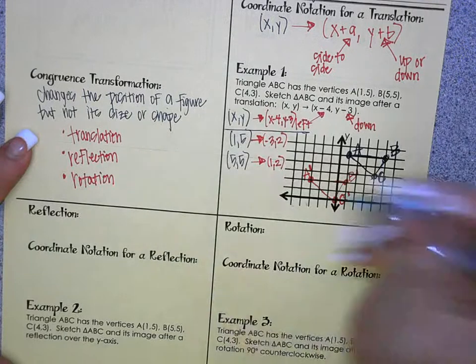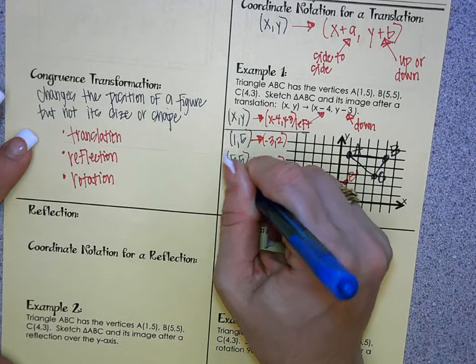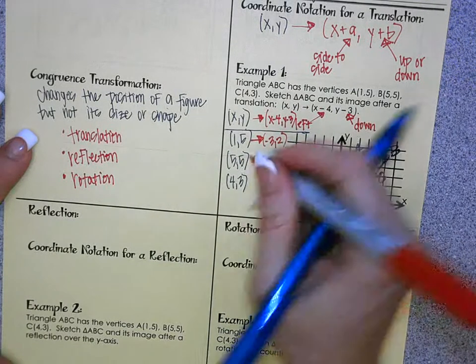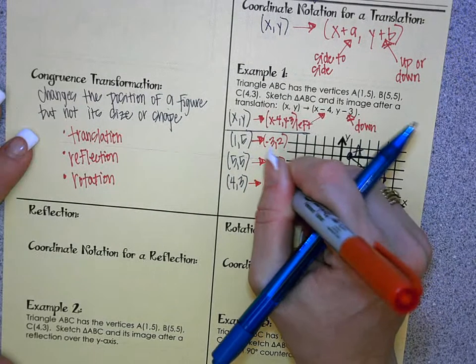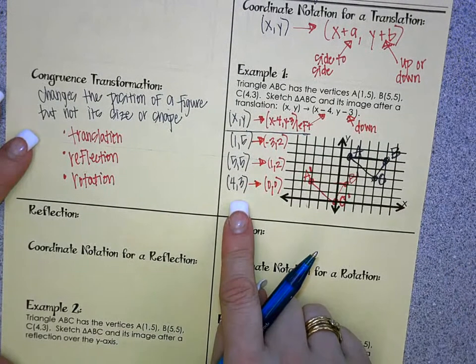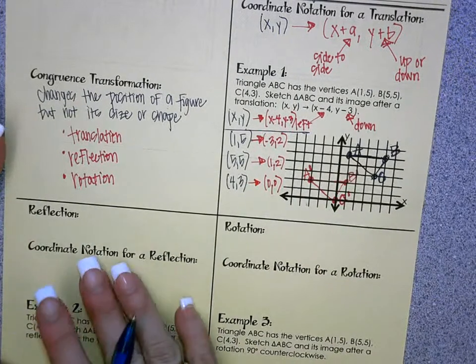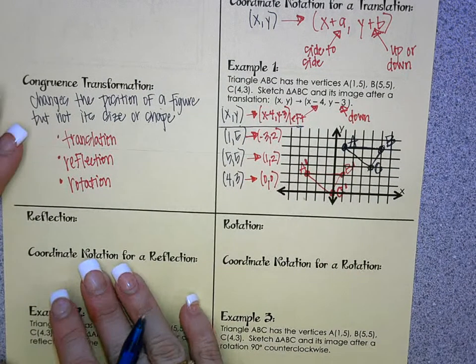Then I'm going to label my last point. My last point was at 4, 3. And what is its new location? 0, 0. Okay, so these are called coordinate notation. This is how things moved. That is how things moved.